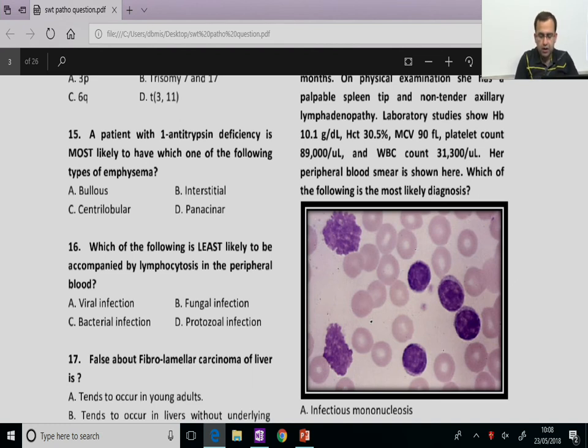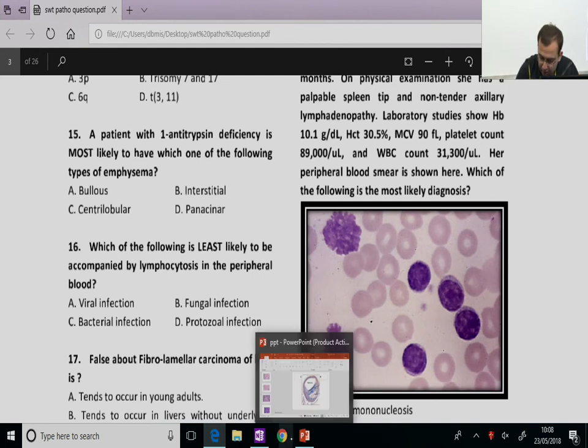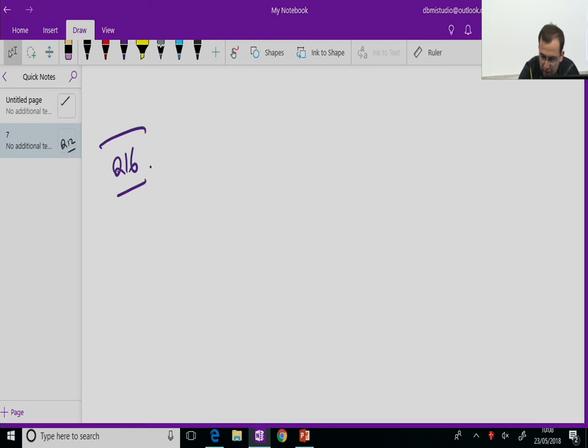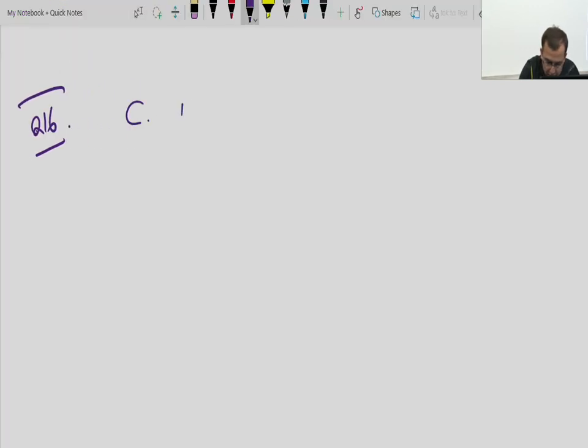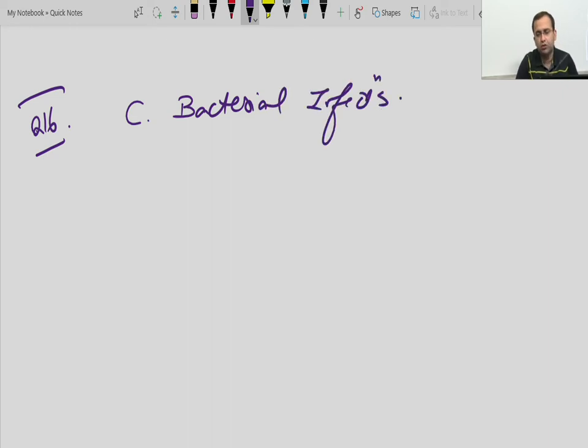Which of the following is least likely to be accompanied by lymphocytes in peripheral blood? The answer is C, that is bacterial infections. See, this was sort of obvious because the main cells associated with bacterial infections are neutrophils, not lymphocytes.